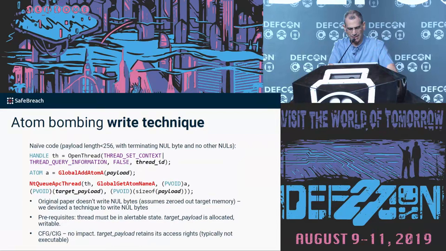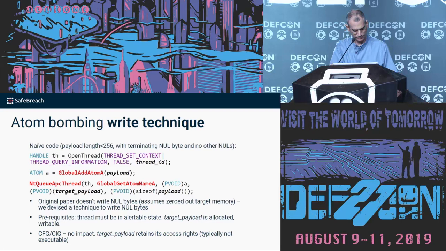pretty neat. The original paper doesn't support writing null bytes. It simply assumes that the target memory is zeroed out, which is the case because they chose to use a code cave. We devised the technique to write null bytes, and it's in our paper. The prerequisites are, again, that the thread must be in an alertable state and that the target payload is allocated and writable. As for CFG and CIG, there's no impact, of course.